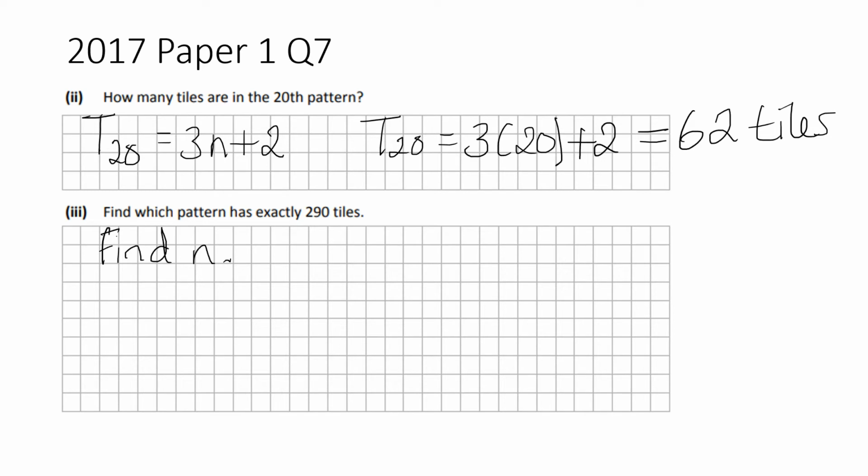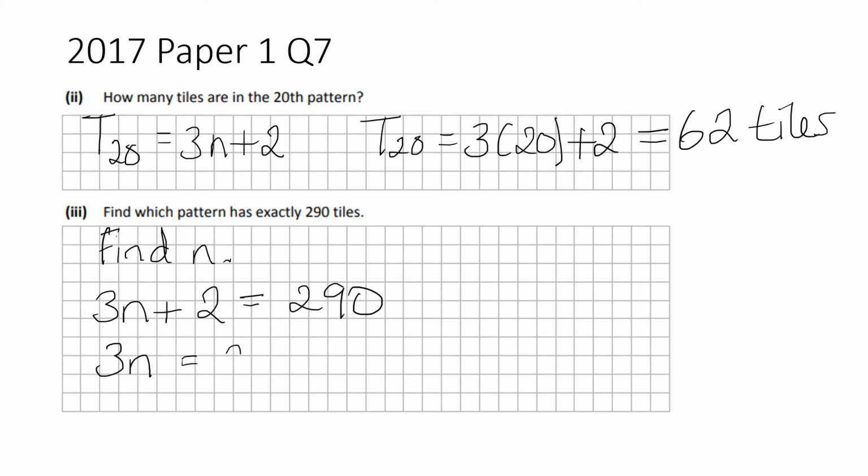So you need your formula or your rule, and your rule is 3n plus 2. That was your term-to-term rule. So we want to make that equal to 290 because we know that when we put in an answer for n, we come out with an answer of 290. So we're trying to find n, so we solve it.